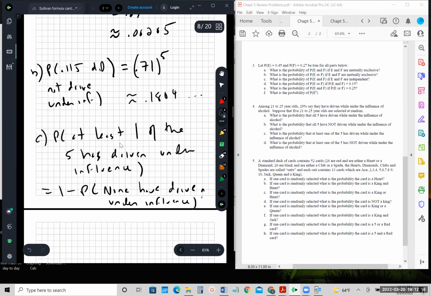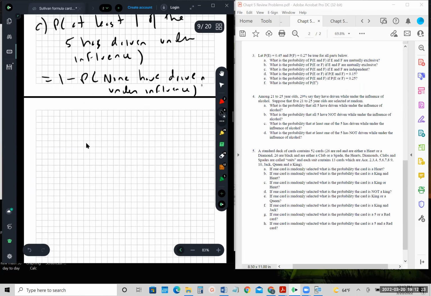Okay, so if you think about it, at least one has driven under the influence for part C. And actually, let's look at part D at the same time. I'm going to leave some room here. So for part D, it says, what is the probability at least one of them has not driven under the influence? So this would be the probability at least one of the 5 has not driven under the influence.